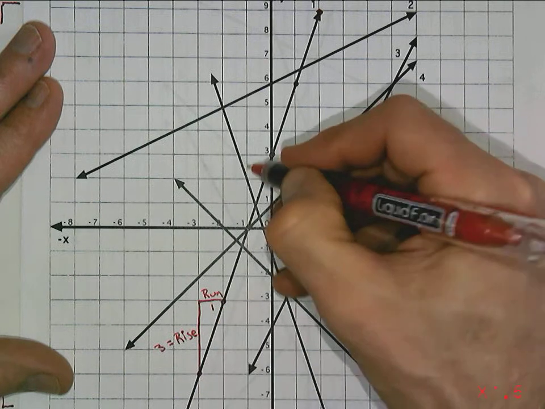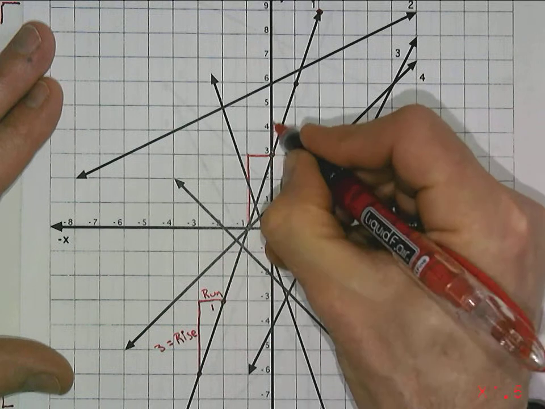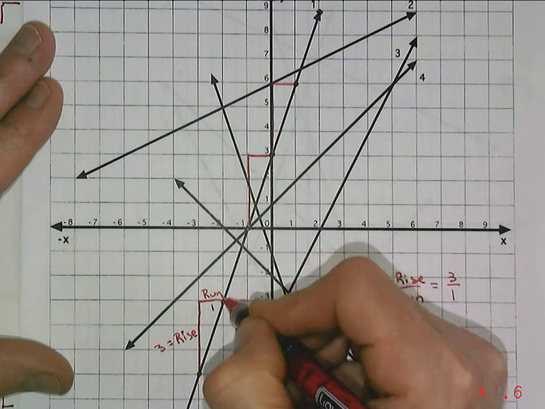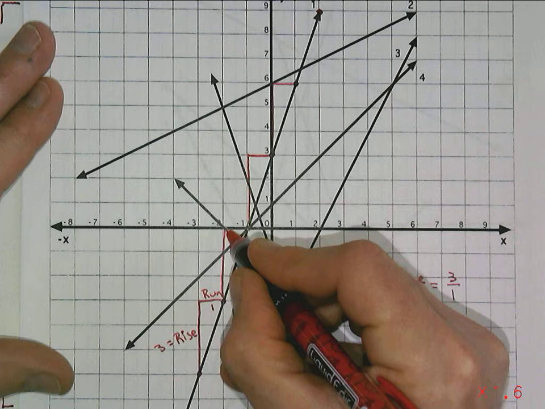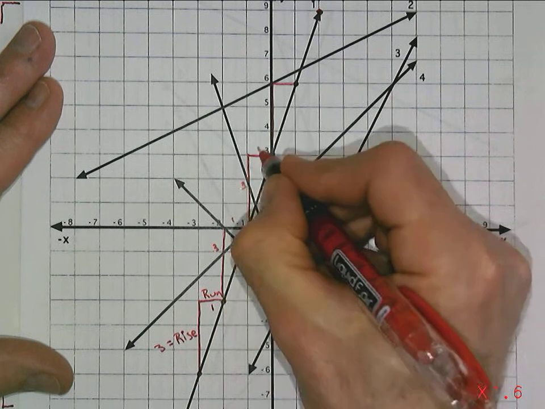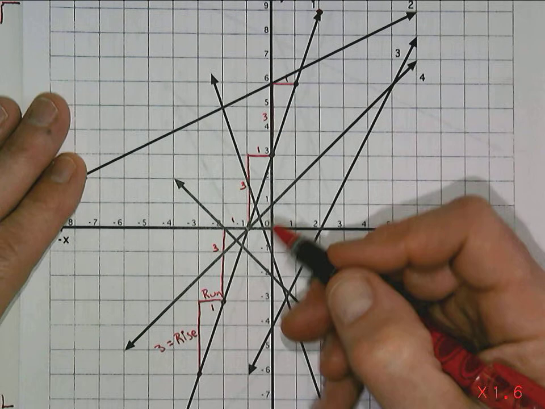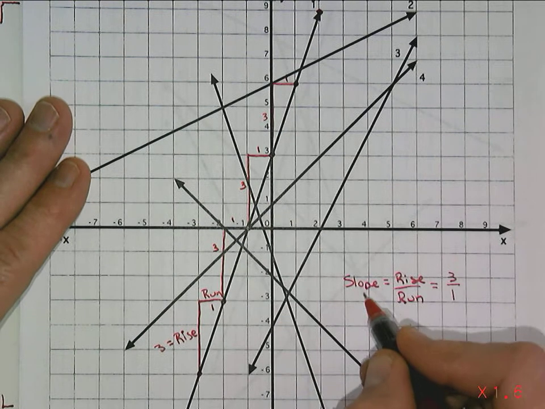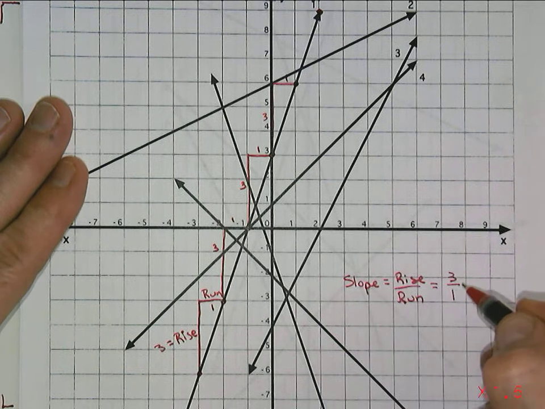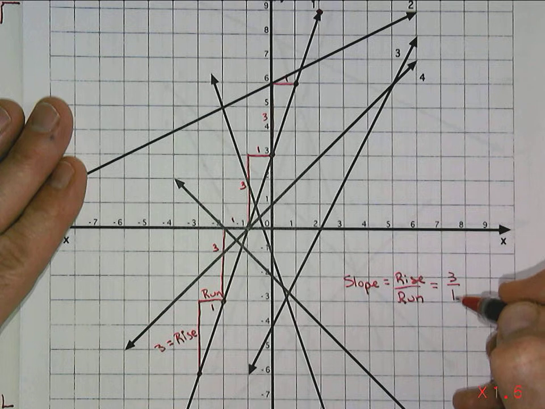And you could do that anywhere along here. There's a whole bunch of places. You can see that it does it over and over again. It's part of what makes it a line. It's consistent. It goes up 3 and then over 1 and then up 3 over 1. So the rise over the run, the stair steps in a sense, the slope of this line is it increases by 3 every time it goes over by 1.